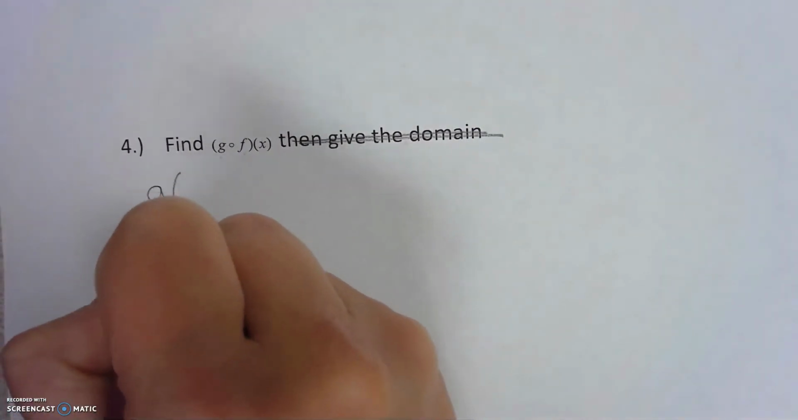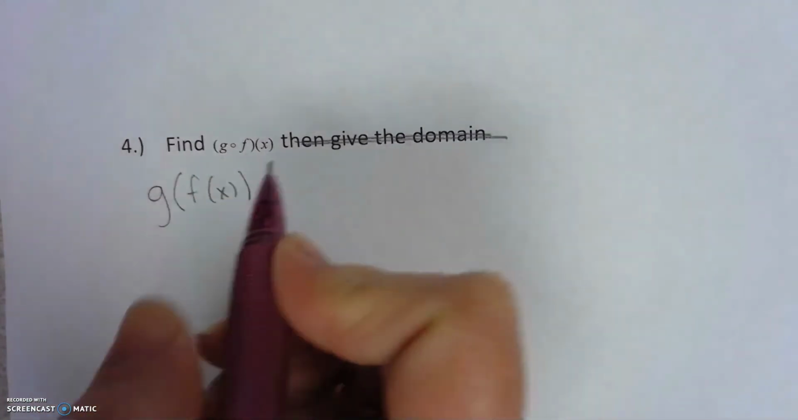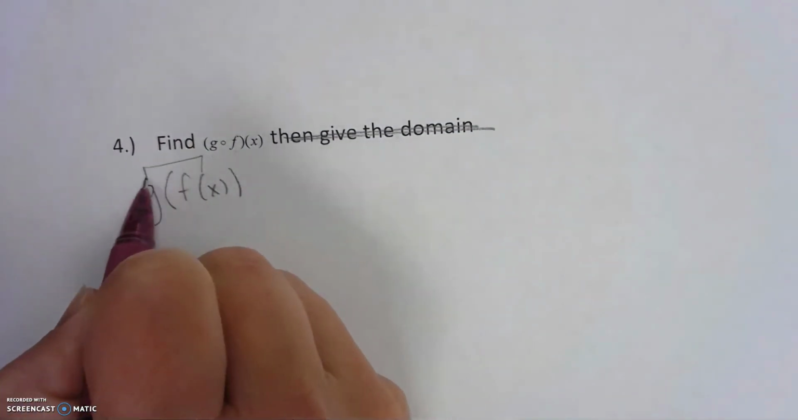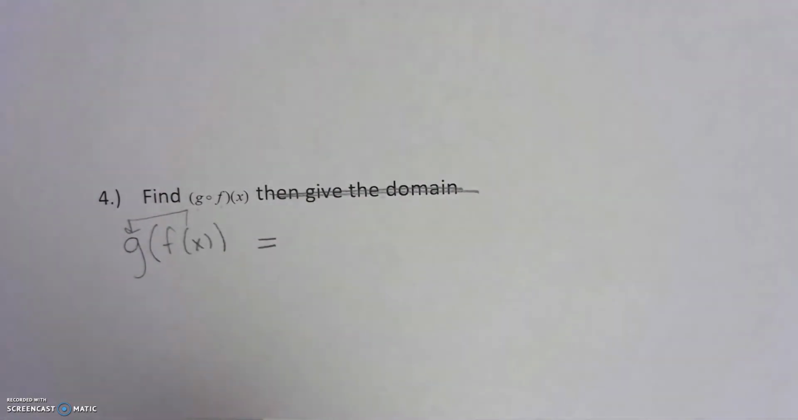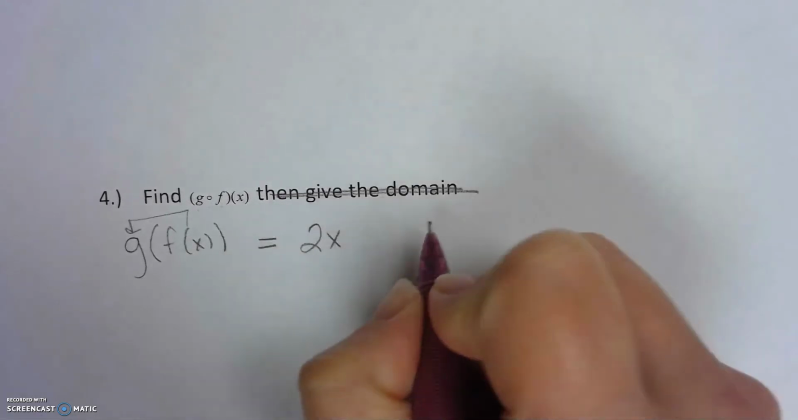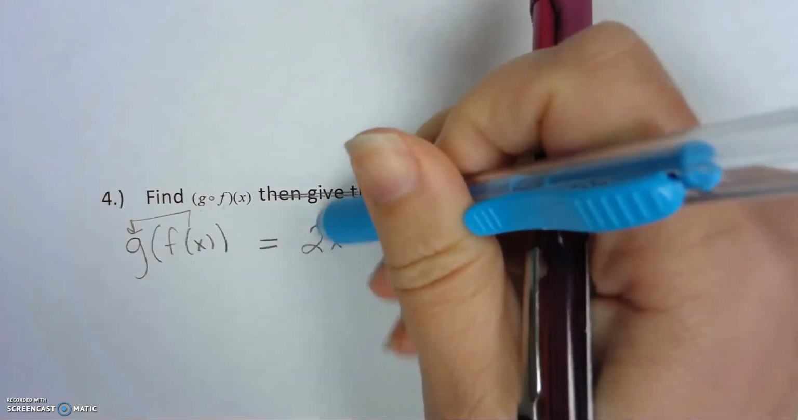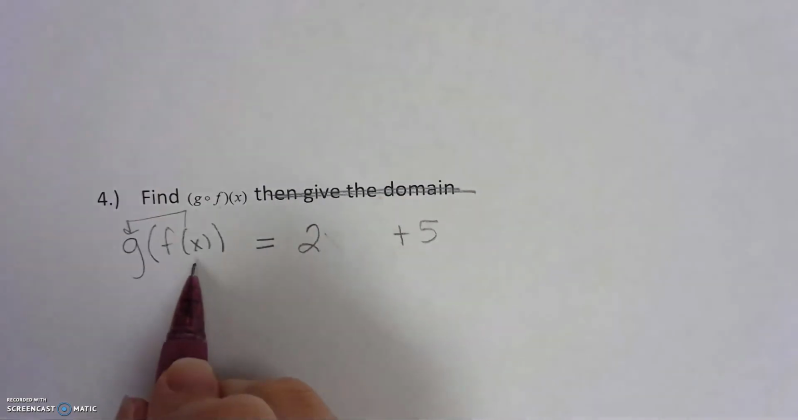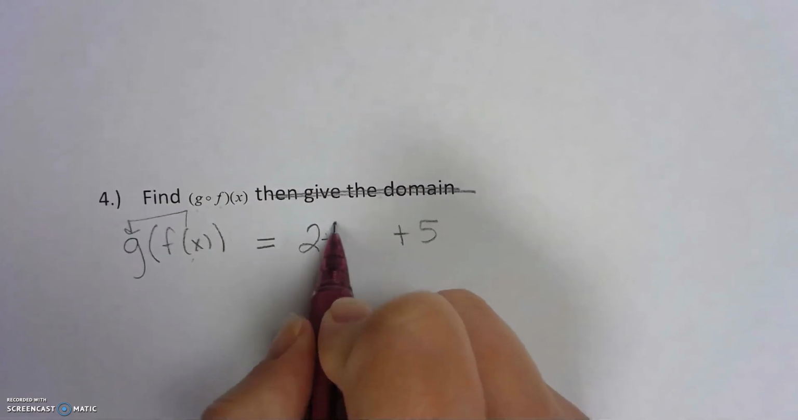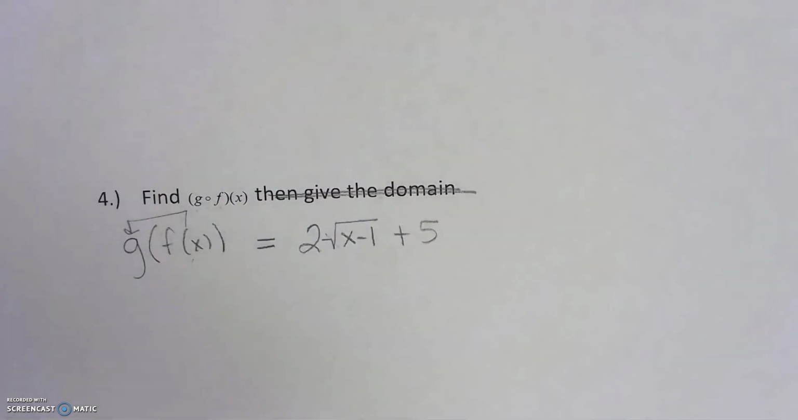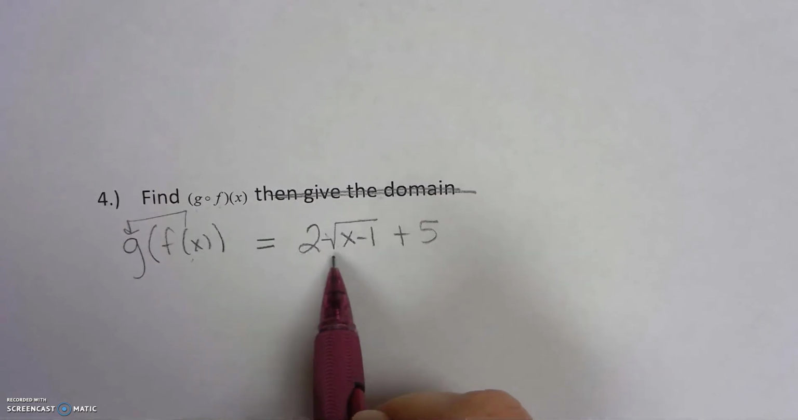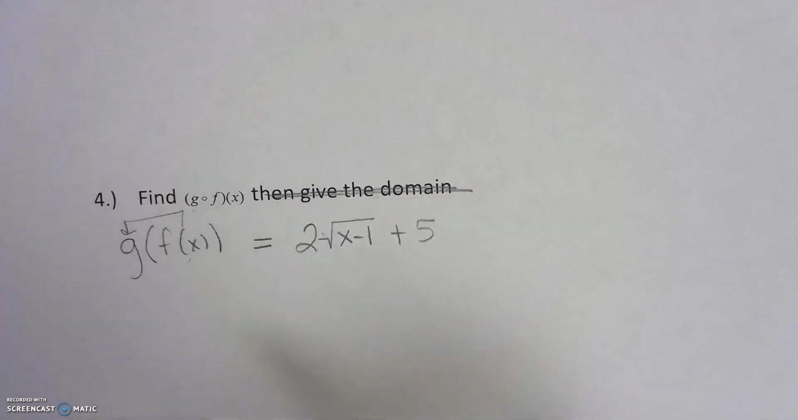So what we're looking for is g of f of x. So we're going to take the function f and plug it into g everywhere there is an x. So function g is 2x plus 5. This is g, 2x plus 5. In x's place, I'm going to put the function f, which is the square root of x minus 1. I can't distribute this 2 under that radical sign because of the way radicals work, so this would be my final answer.